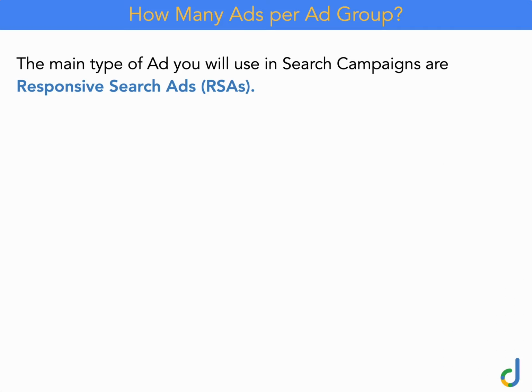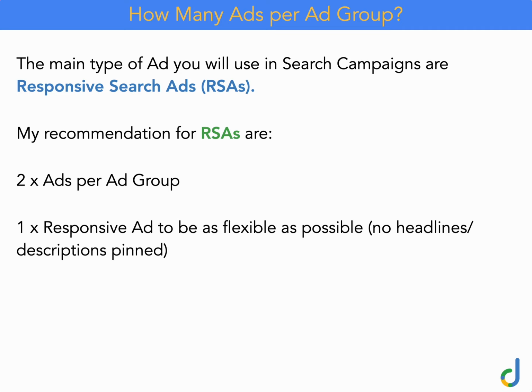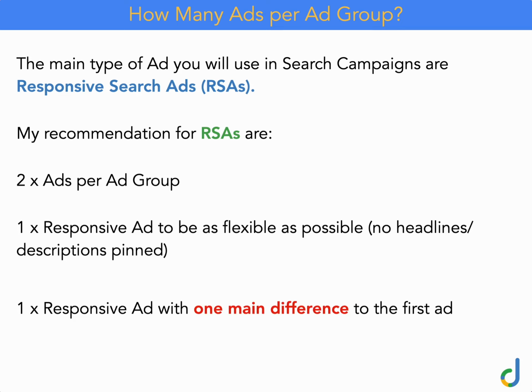Now, the main type of ad that you will use in search campaigns is what we call responsive search ads, or the RSAs. When it comes to my recommendations for responsive search ads, you saw on the previous screen that Google does its own split testing, and you can add up to 15 headlines and then it'll jumble them all through to find the best data. However, I recommend that you run 2 separate ads per ad group. The way that we would start this is to have one responsive ad to be as flexible as possible, no headlines or descriptions pinned in. And then you have one responsive ad with one main difference to the first ad.